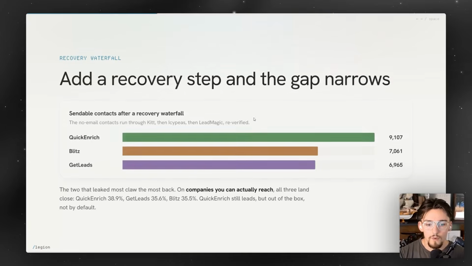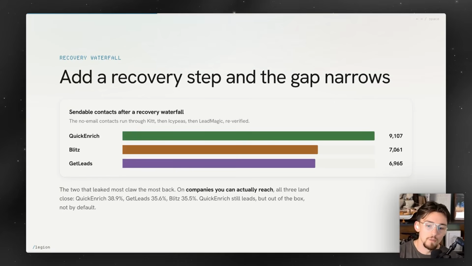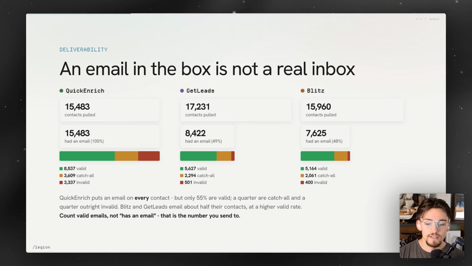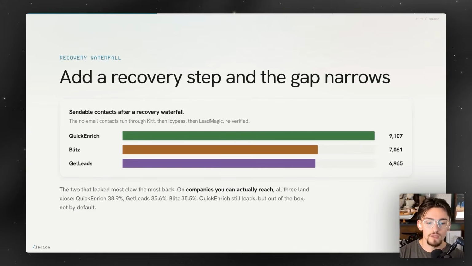Now, when we actually tried to recover things through a waterfall, it only got better. So QuickEnrich had 8,537 valid. We ended up doing a waterfall to try to find more emails on these contacts that were valid, and we were able to bump that up just slightly, another 600 contacts.